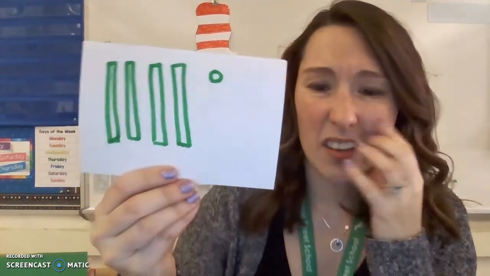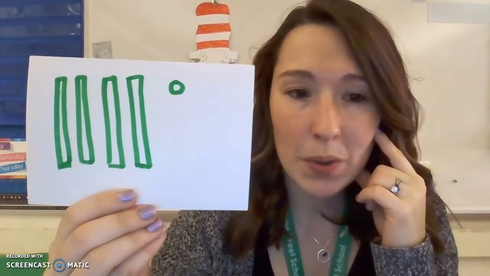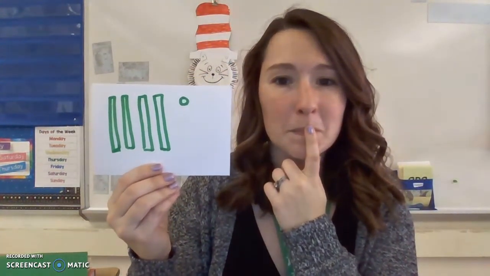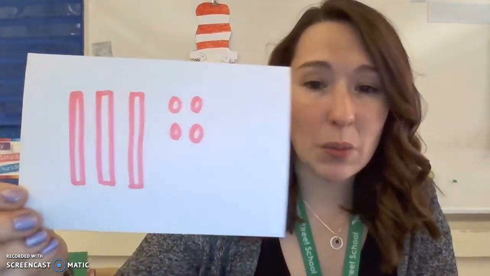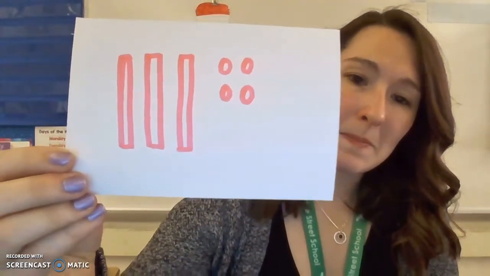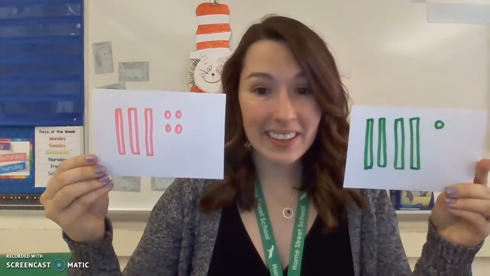Okay, mathematicians, we have 2 more numbers left. Here's a picture. Can you write the number that this picture is showing? Okay, here's our last number. Write the number that this picture is showing. What did you notice about our last two numbers? These are both shown in picture form using tens and ones. Okay, are you ready to see our answers?